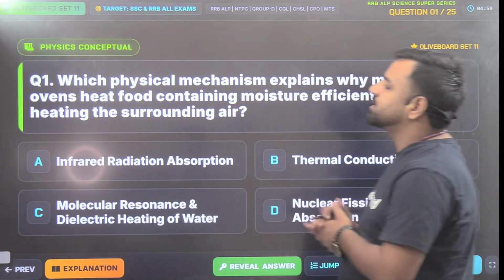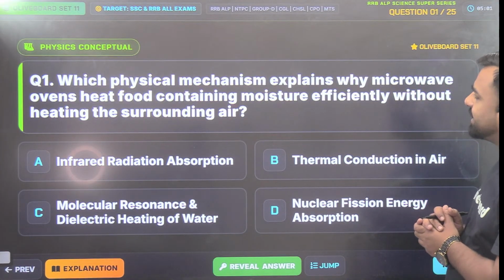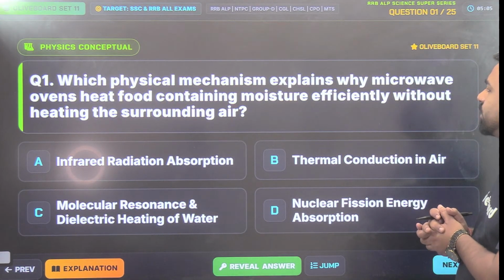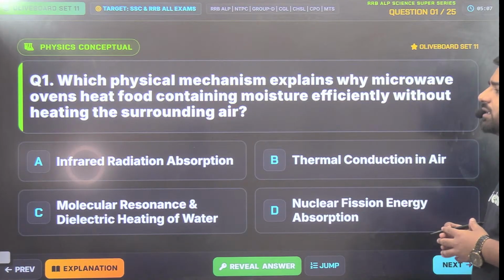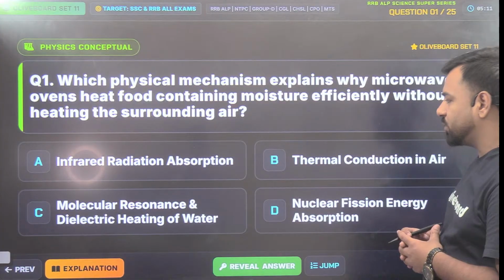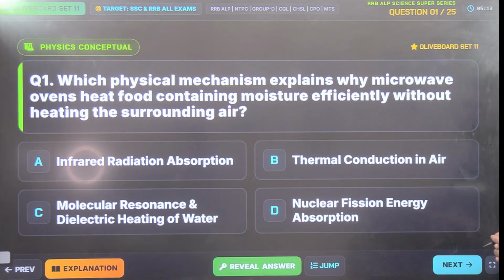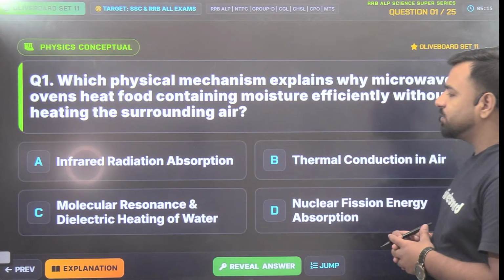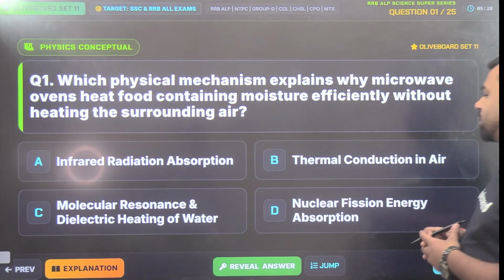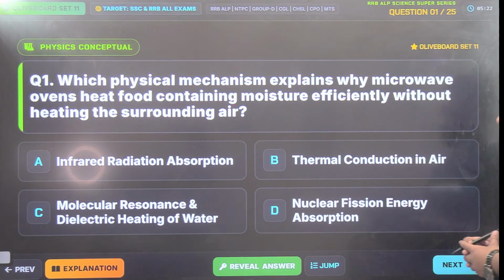The first question is, which physical mechanism explains why microwave ovens heat food containing moisture efficiently without heating the surrounding air? Option A is infrared radiation absorption. Option B is thermal conduction in air. Third one is molecular resonance and dielectric heating of water. And option D is nuclear fission energy absorption. So what do you think should be the correct answer here?